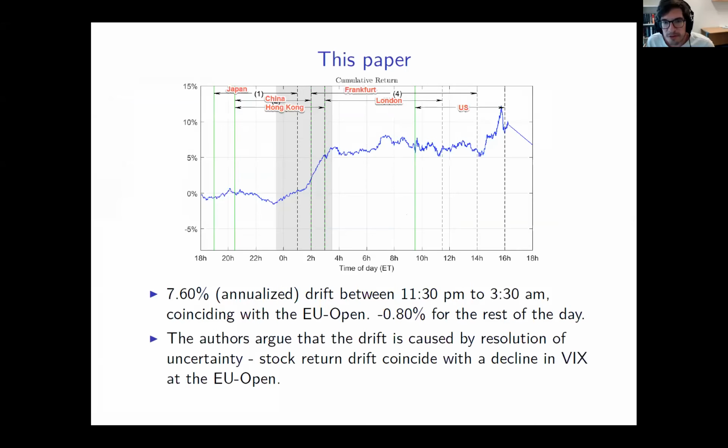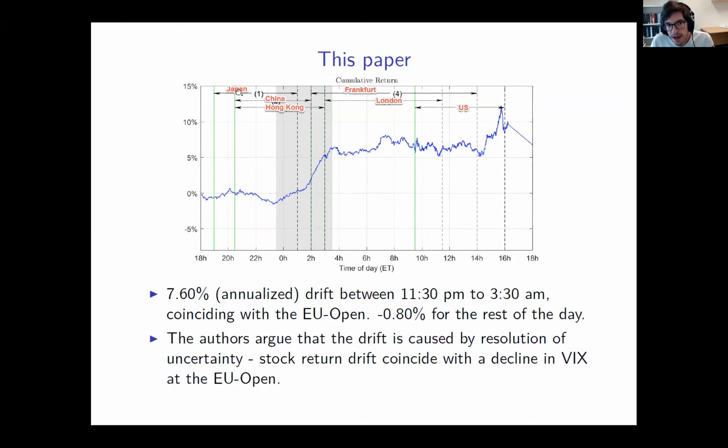Just a quick summary of the paper. What Dima and Oleg have shown is that if you calculate the cumulative return in the S&P 500 futures, starting, let's say, at 6 p.m. at night, you will see that there is an overnight drift of approximately, on a daily basis, about 3.5 basis points. Annualized, this is approximately 7.60%. And all this drift happens between 11:30 p.m. and 3:30 a.m. And it essentially coincides with the European Open.